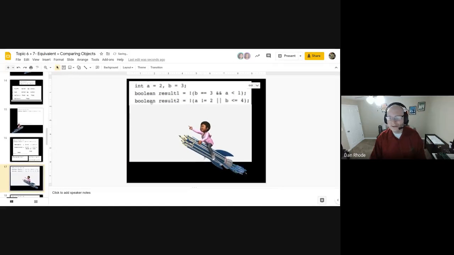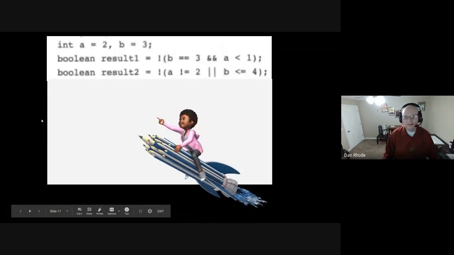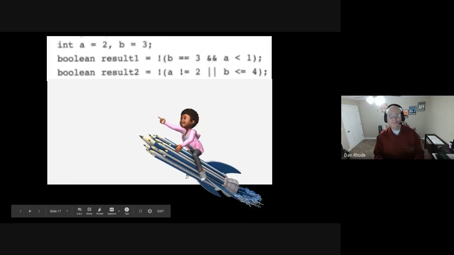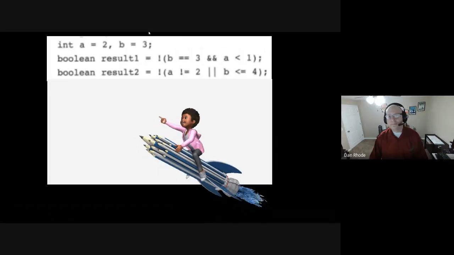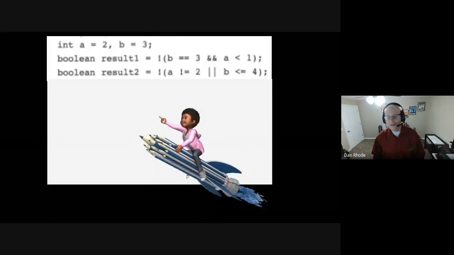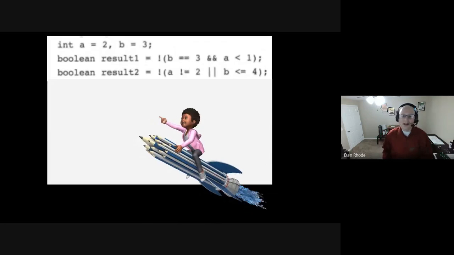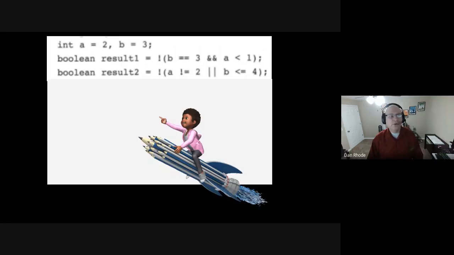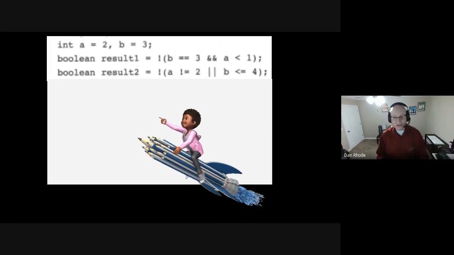Now do result 2. So would you mind writing down result 2? And then when you get result 2, would you mind raising your hand up so that I know you are done? So we'll do result 2, and let's hope I get this one right, huh?